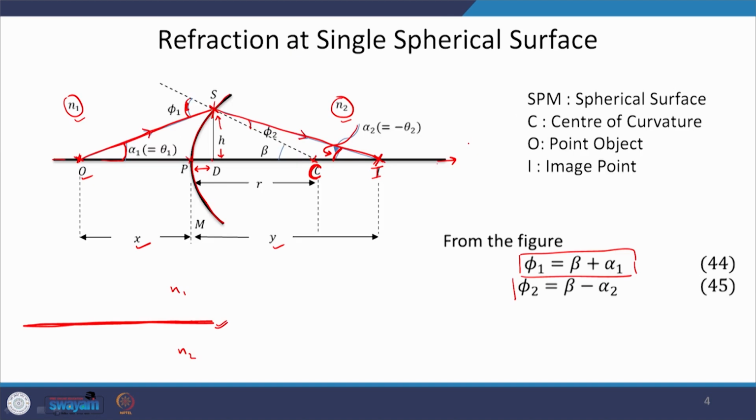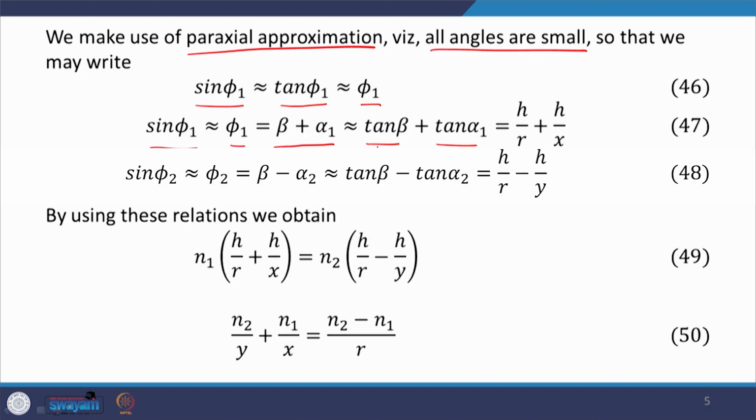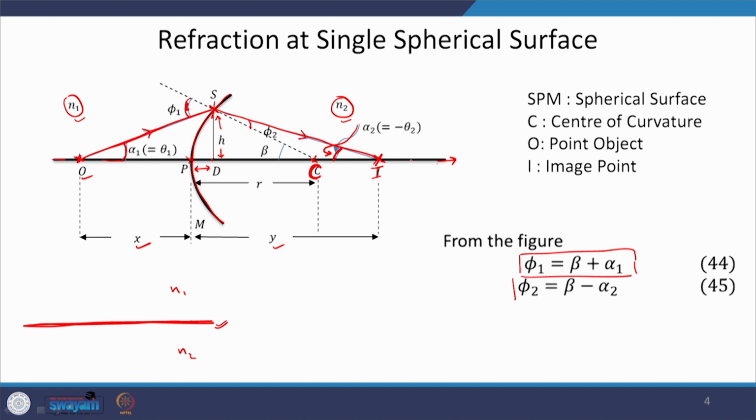Okay, let us go back to the previous slide. Phi 1 is equal to beta plus alpha 1, and if phi 1 is very small, then we can safely write that this is almost equal to tan beta plus tan alpha 1. And what is tan beta? Beta is this angle. If you take the tan of this angle, this would be equal to perpendicular by base. Okay, tan beta here would be equal to SD by DC. What is SD? SD is h. What is DC? Now, under the paraxial approximation, the point D would be very close to point P.